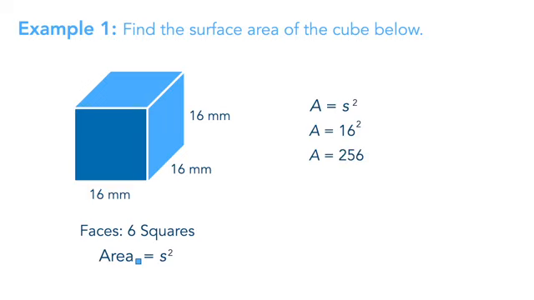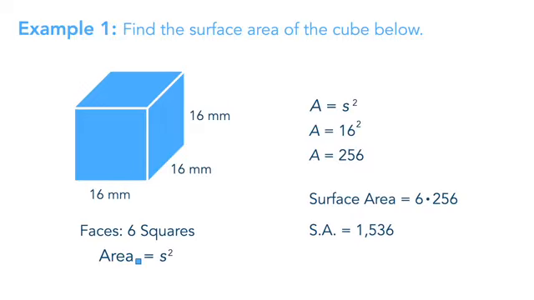Since there are 6 total faces, the total surface area is equal to 6 times 256, or 1,536. Since surface area is measured in square units, the final answer is 1,536 square millimeters.